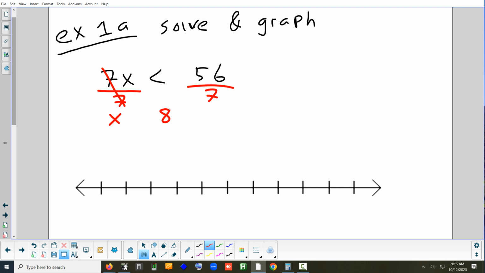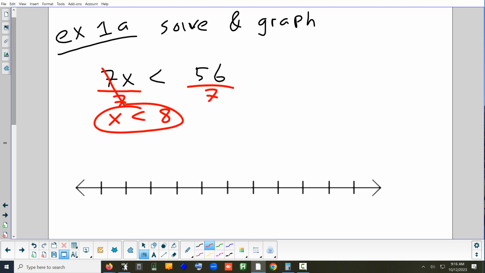Because we didn't divide by a negative, exactly. We divided by a positive 7. We did not divide by a negative, so we don't flip it. If you flip it, now you just made it wrong. So in this case, you do not flip it. Perfect. So x is less than 8.